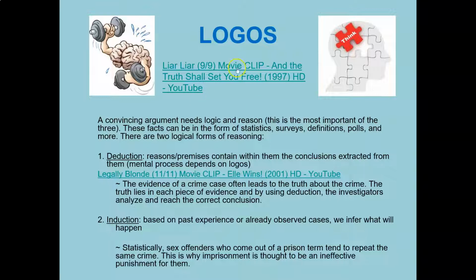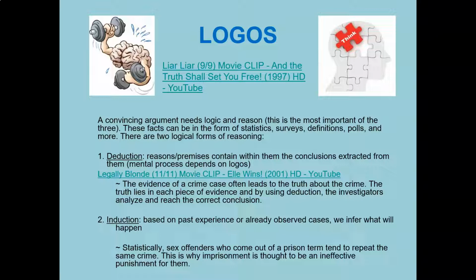Now, the second type of logos is called induction. And inductive reasoning is based on past patterns. So based on observations from the past, on what's occurred in the past, we can infer what is likely to happen in the future. So I wanted to give you guys a very typical statistic. And it's not just about sex offenders, but it's usually about most offenders in general. But with sex offenders particularly, this tends to be true: statistically, sex offenders who come out of a prison term tend to repeat the same crime.